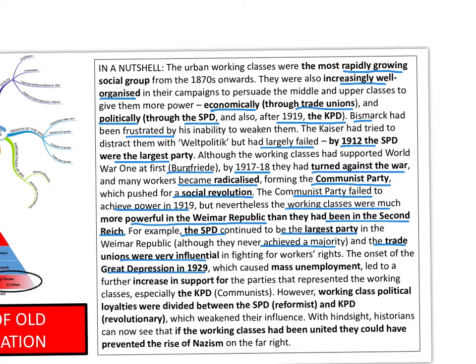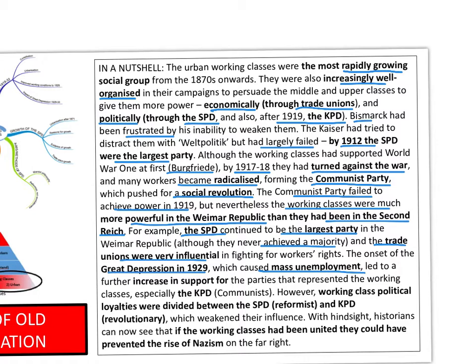And remember, the main problem that resulted was massive unemployment, bankrupt businesses closing down, and therefore huge numbers of working class Germans lost their jobs, reaching 6 million by 1932. So the working classes, who had never really been fully bought into the Weimar Republic, now became further disenchanted with it.